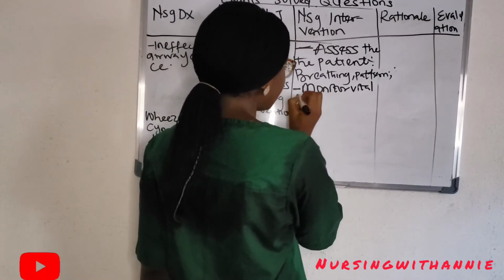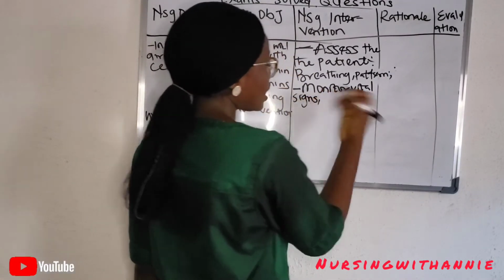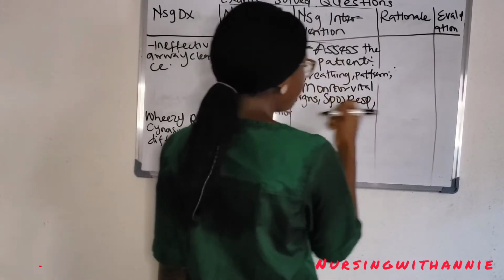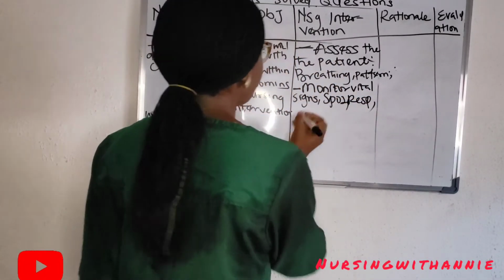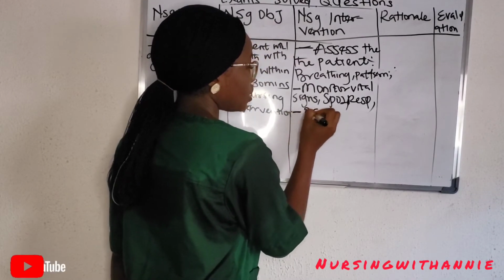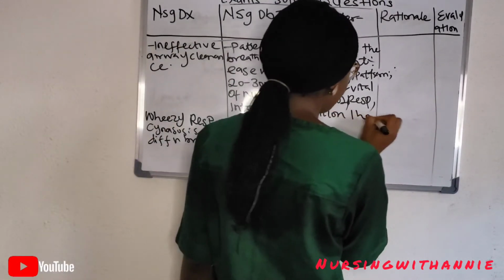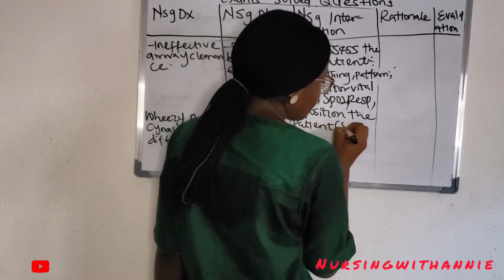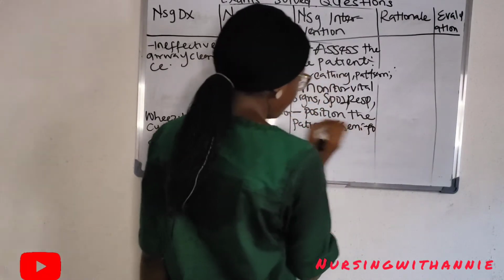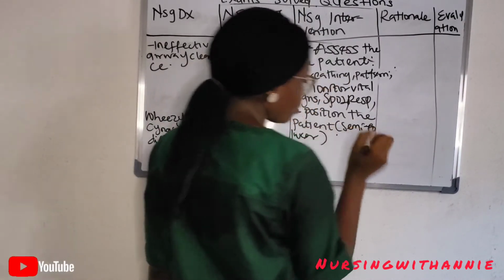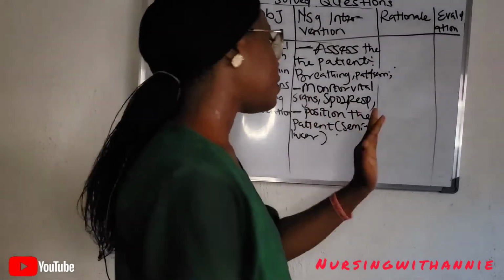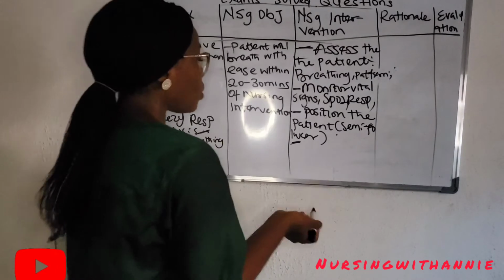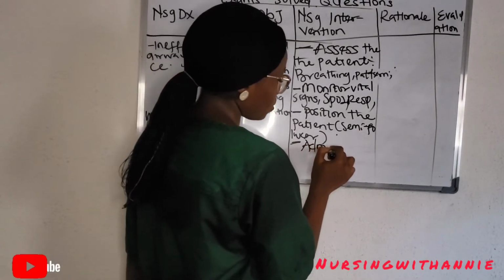So you monitor the vital signs, you check the SpO2, you check the respiration, you count the respiration and pulse and all that. Then you position the patient, very important, in a semi-fowler position. It should be semi-fowler, because this patient is finding it difficult to breathe. So you have to position the patient in a semi-fowler position. Then another thing is you administer oxygen according to doctor's prescription.